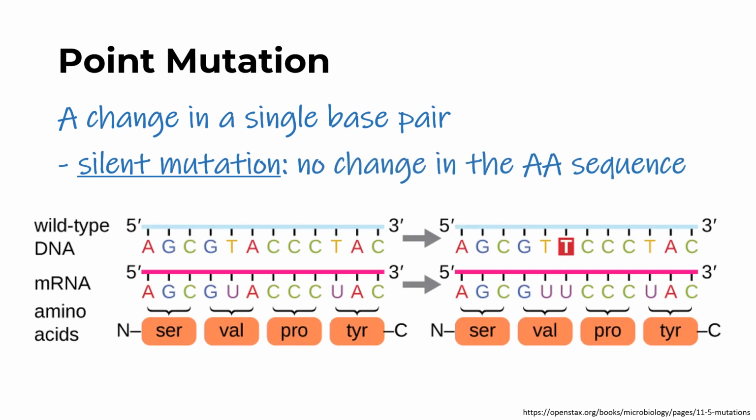In this figure, you can see that a change from an A to a T in the DNA sequence, right there in the middle, does not change the final product of the gene expression. Even though the codon in the mRNA changes from GUA to GUU, the amino acid valine is still placed in the protein at that same location.